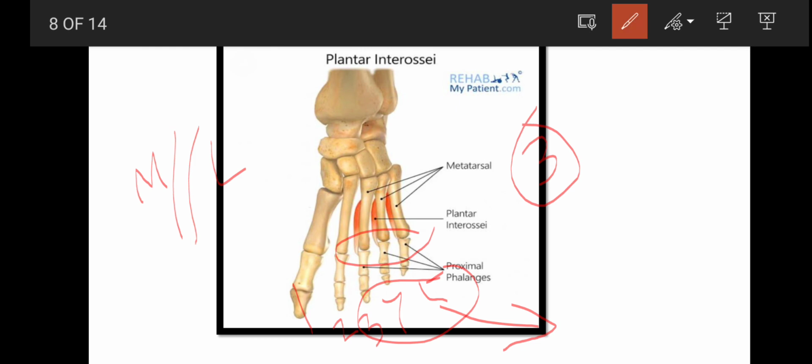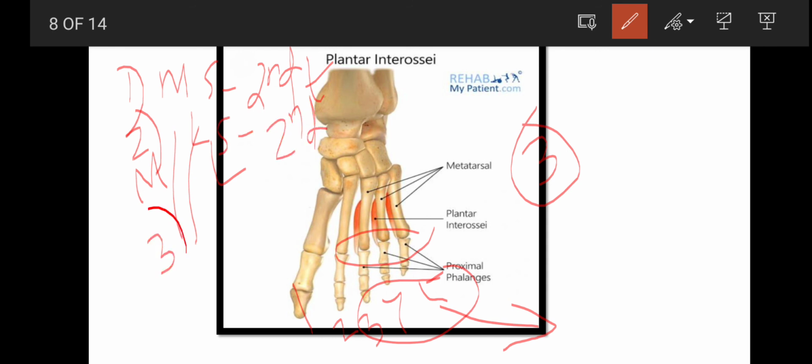First is from the medial side of the second toe. Second is from the lateral side of the second toe. Third is from the lateral side of the third toe, and fourth is from the lateral side of the fourth toe. Now only one muscle you can find occupies the medial side. The rest are from the lateral side. Just see through the pictures of dorsal interossei muscles, you can understand well.